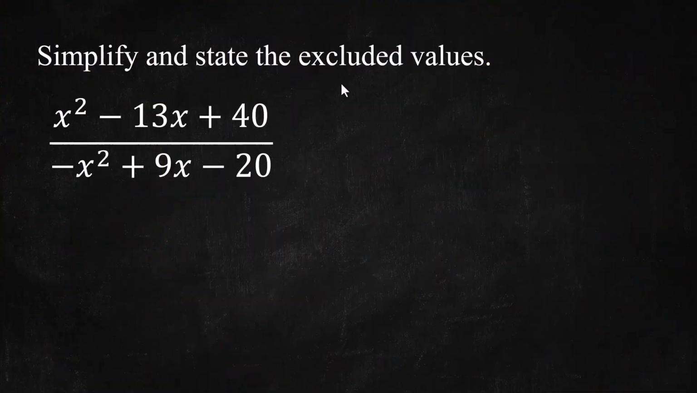Simplify and state the excluded values. Well, simplify means we're probably going to want to factor this first so we can see what cancels out. And excluded values are numbers that you're not allowed to plug in for x at all.